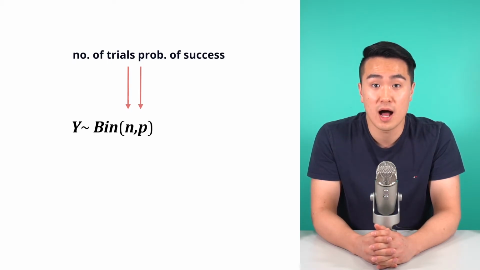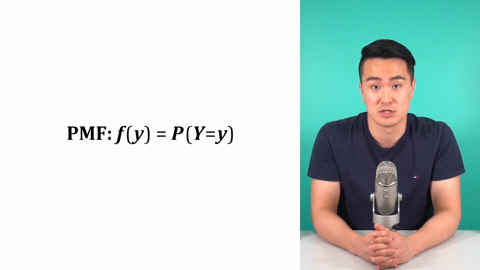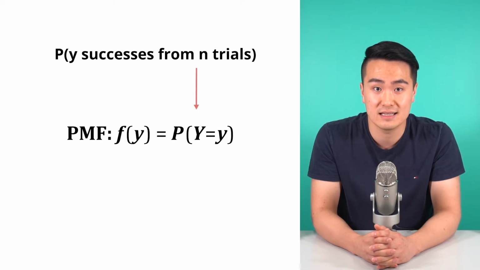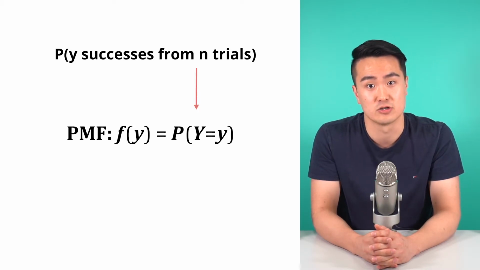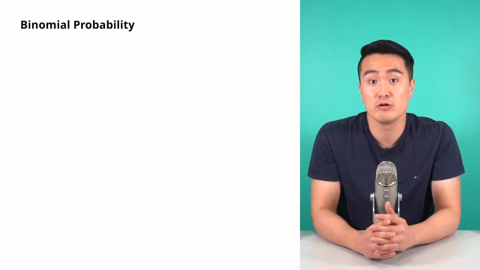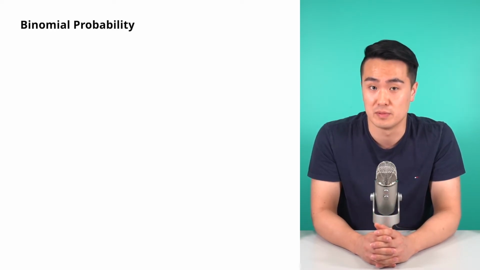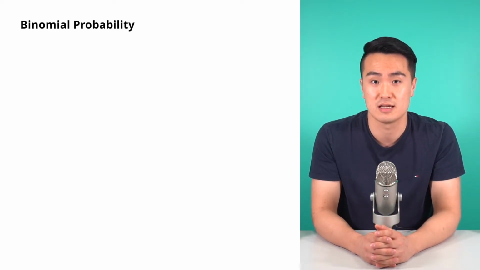So we can say y is binomially distributed with parameters n and p. For a PMF of a binomial distribution, p of y represents exactly y number of successes in n trials. We will cover binomial probability in more detail in the probability series, but here's a quick 30-second recap.